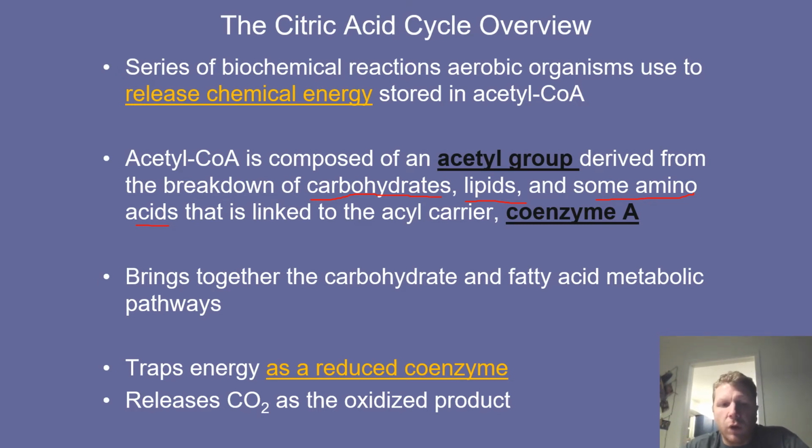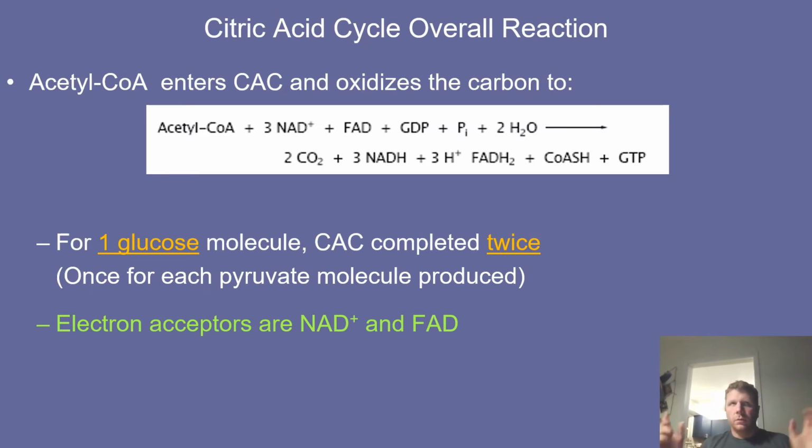So this ultimately traps energy as a reduced coenzyme, releases carbon dioxide as the oxidized product. Overall, the tricarboxylic acid cycle has a reaction that consists of acetyl-CoA, NAD+, FAD, GDP, Pi, and 2 water molecules. So those 6 inputs result in formation of carbon dioxide, NADH, H+, FADH2, coenzyme A in the reduced form, and GTP.